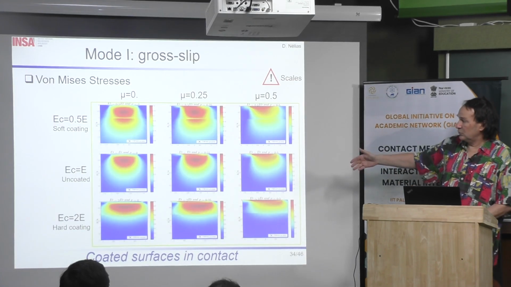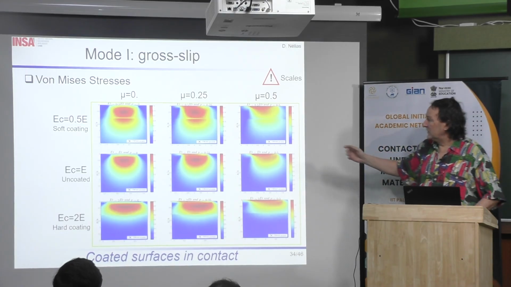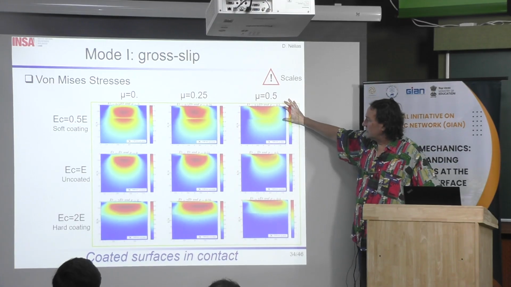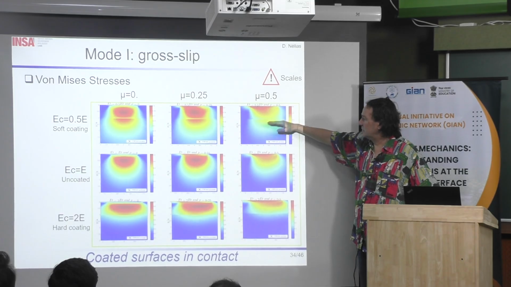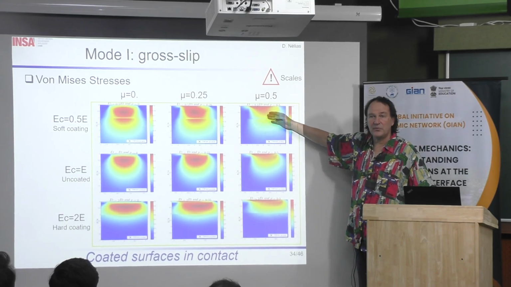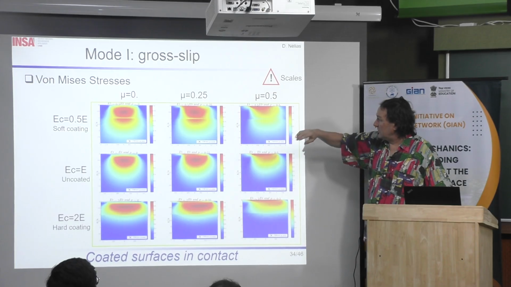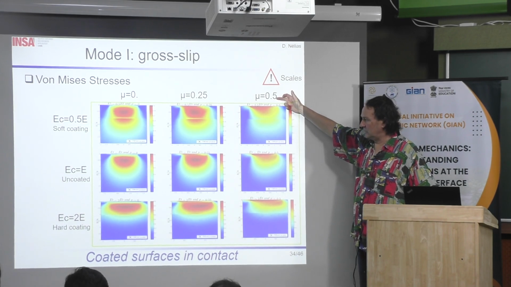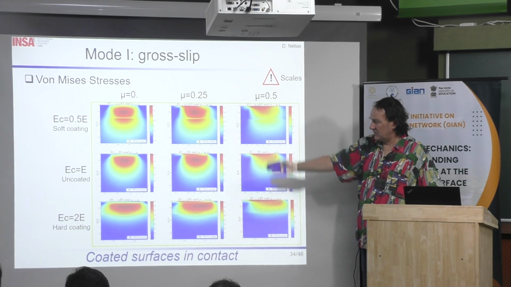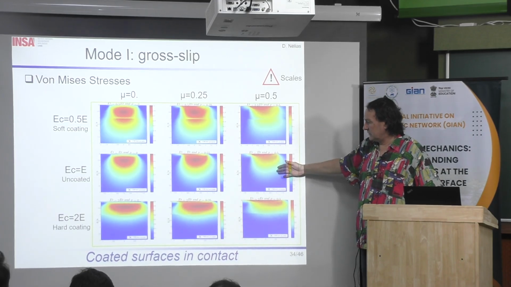And this is another view, but this time in terms of stress. Then you can see each time the coating thickness here. You have the boundary. We assume perfect bonding between the coating and the boundary. And also you have the effect of the friction coefficient. Okay, then this is the friction coefficient. On the left you have the frictionless contact with a soft coating, no coating, and hard coating.